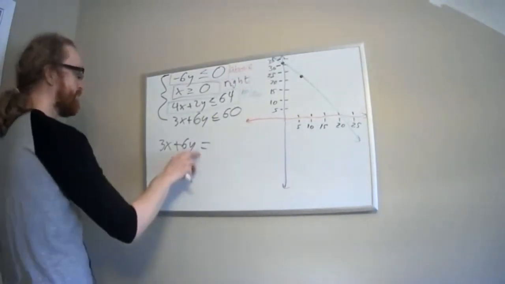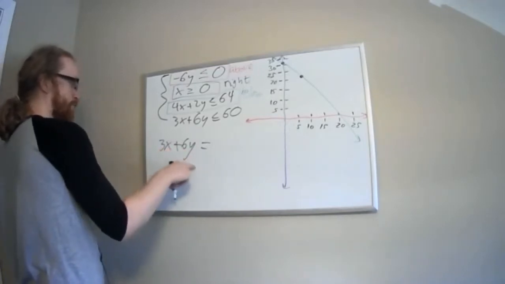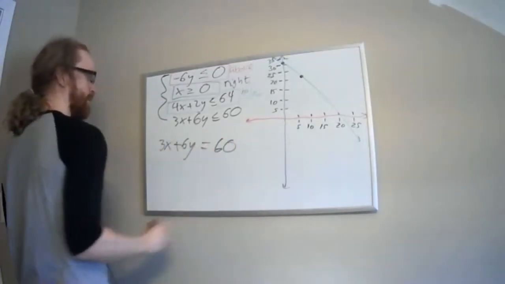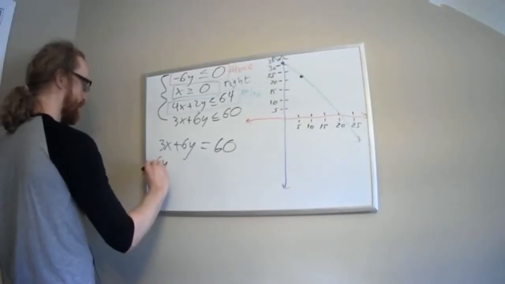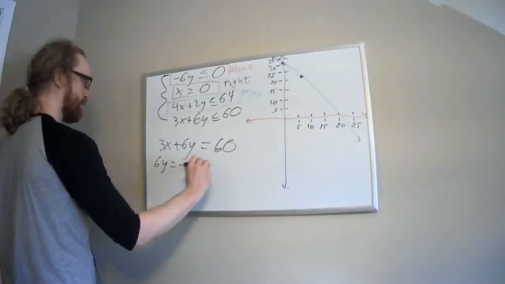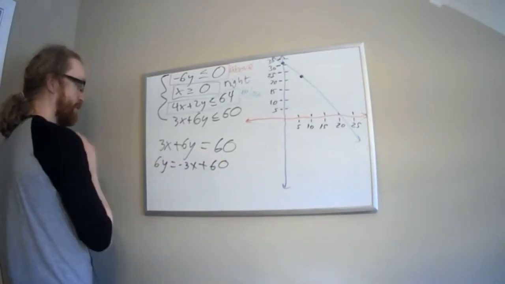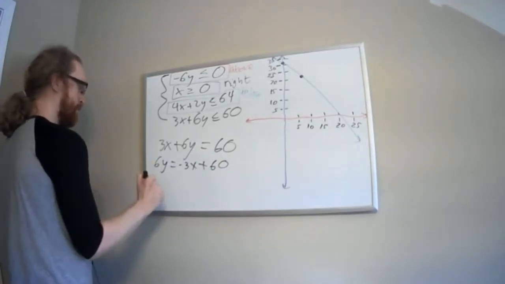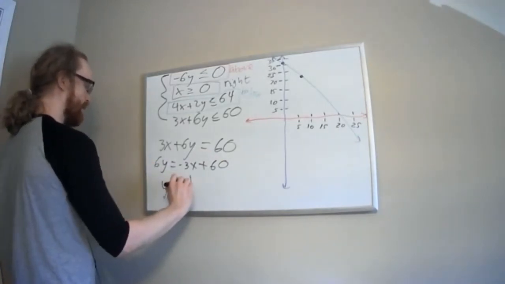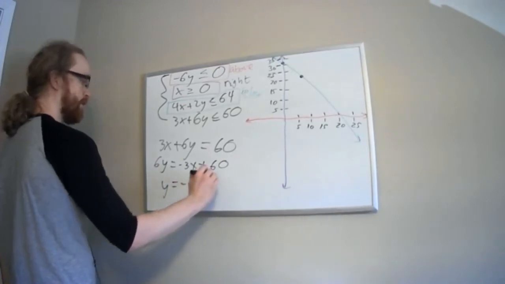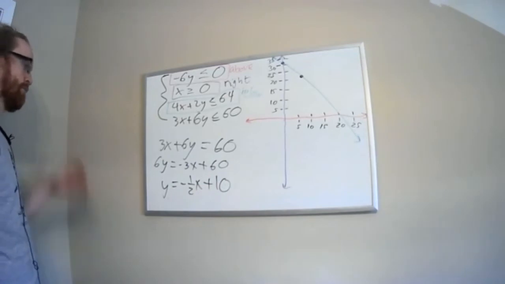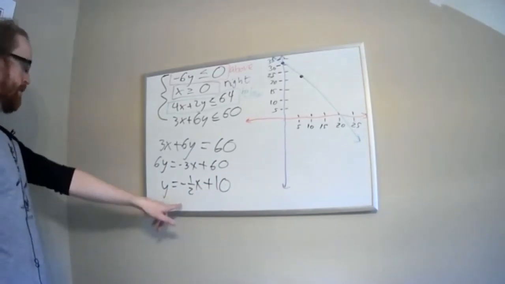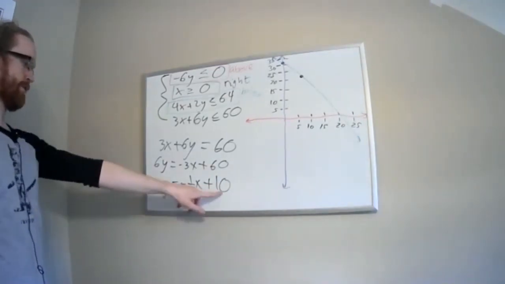Okay. So for this last one, I need to graph the line 3x plus 6y equals 60. Let's solve this in the slope-intercept form. I'll get 6y equals -3x plus 60 by subtracting 3x from both sides. And now I'll divide both sides by 6. I'll get y equals -1/2 x plus 10. Okay. Now I have a slope of -1/2 and I have a y-intercept of 10.